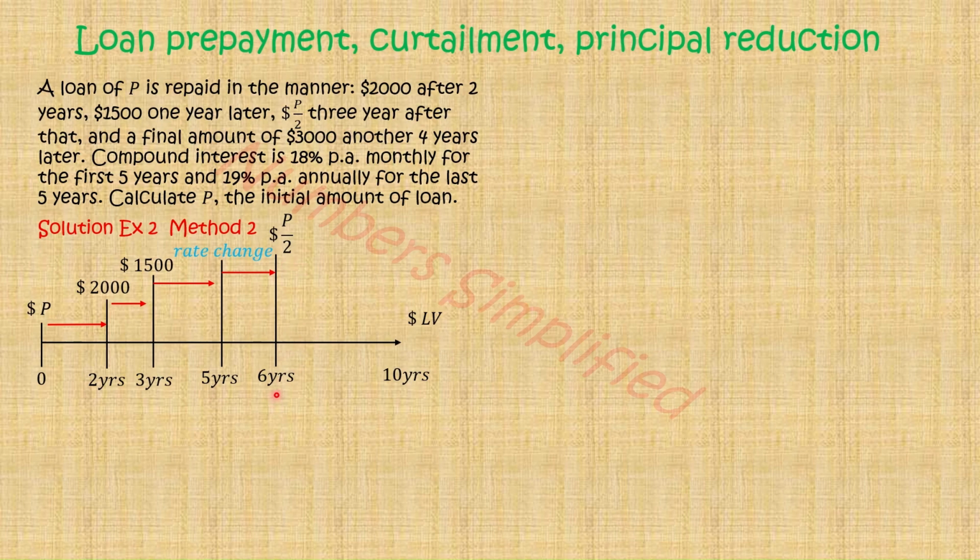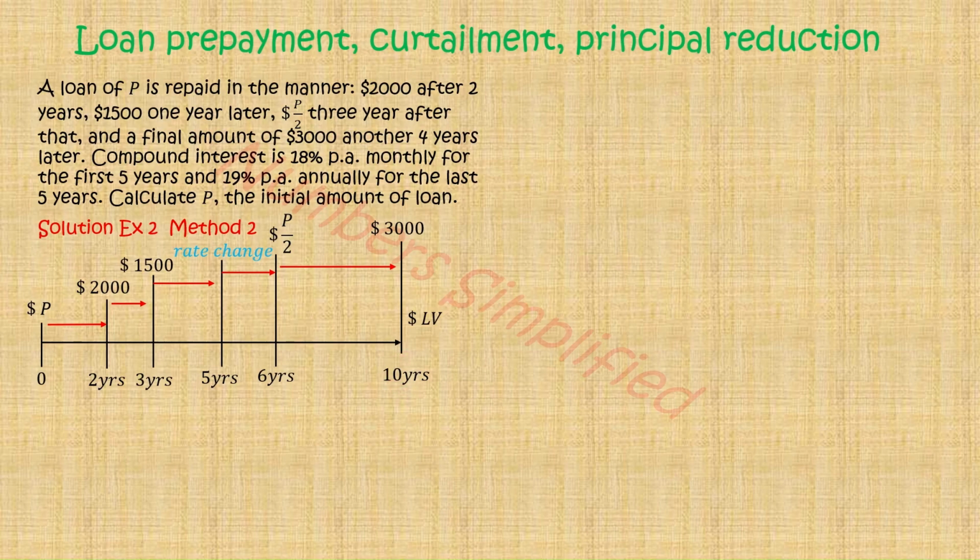Then it implies that each and every time a payment is made, we would need to see what the balance of the loan is. Then we subtract the payment at that particular time up until we get to the final period, which is 10 years. And in the final period, an additional amount of 3,000 was made, which cleared the balance of the loan. So now this is a different method. It's different from the one that we looked at in method 1.